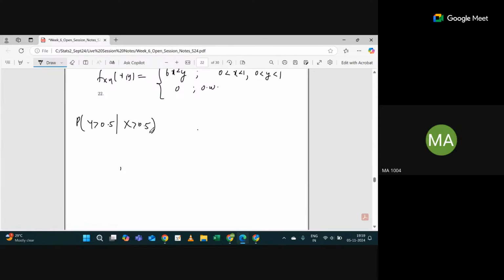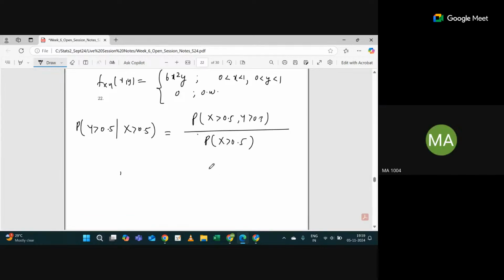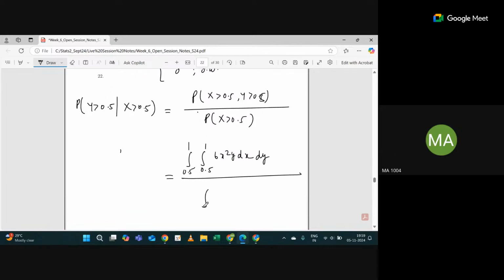Now, is this okay? So this means the numerator part says x is greater than 0.5 and y is greater than 0.5, both are greater than 0.5. The denominator part will be probability x greater than 0.5. In the numerator I have to integrate from 0.5 to 1 of 6x squared y with respect to dx, and 0.5 to 1 with respect to dy, because I'm interested in the joint part. In the denominator, it will be the integral from 0.5 to 1 of fx(x) dx only, because I'm interested in the x part.